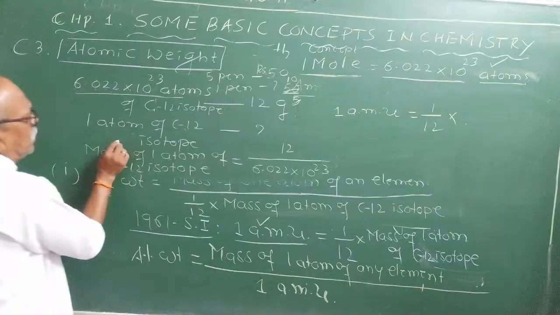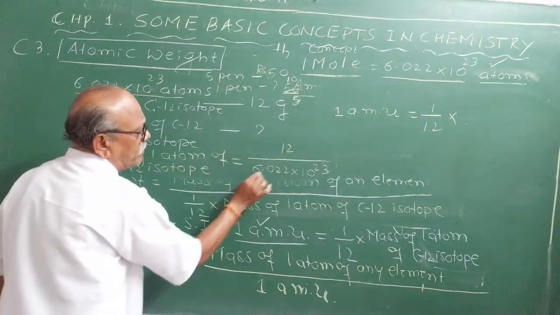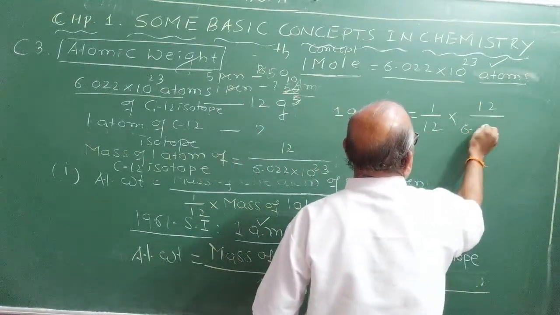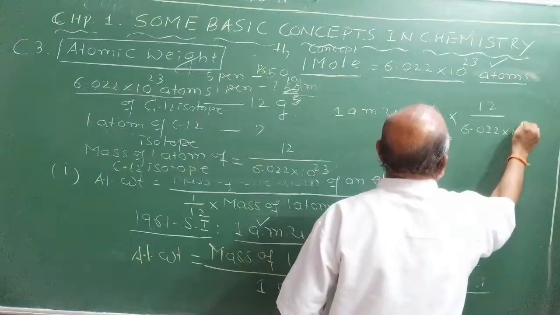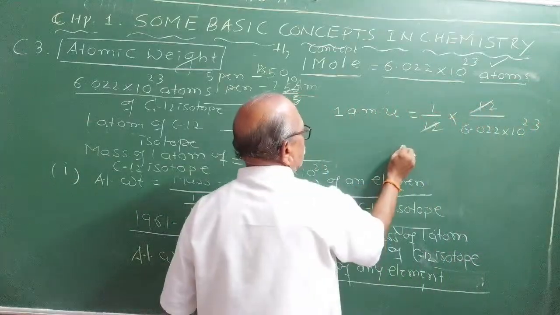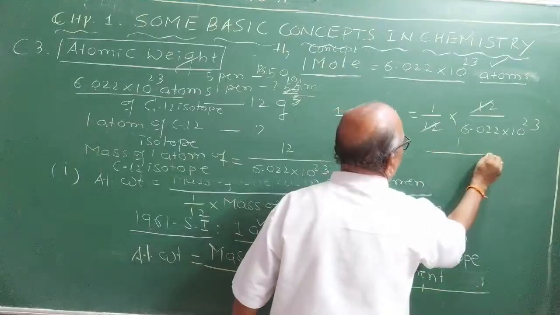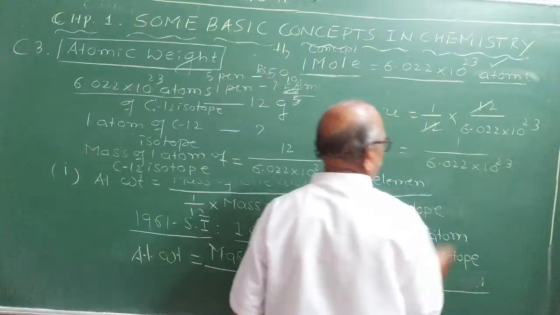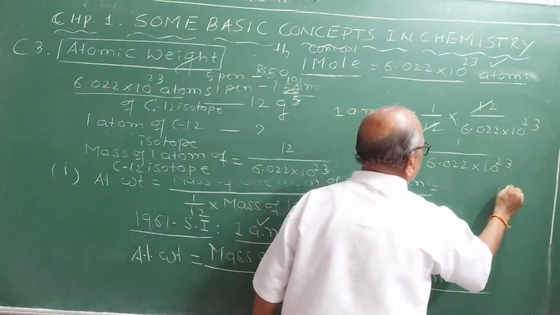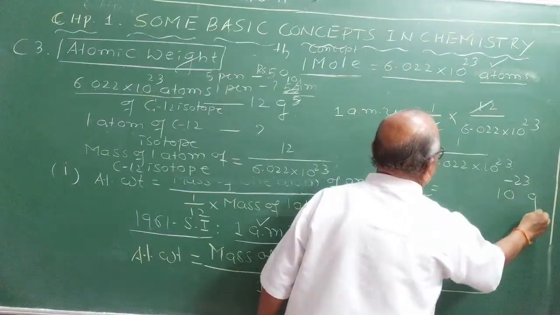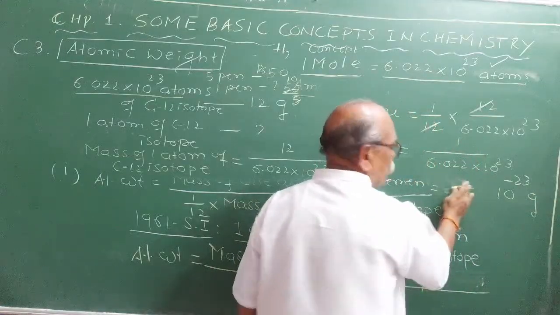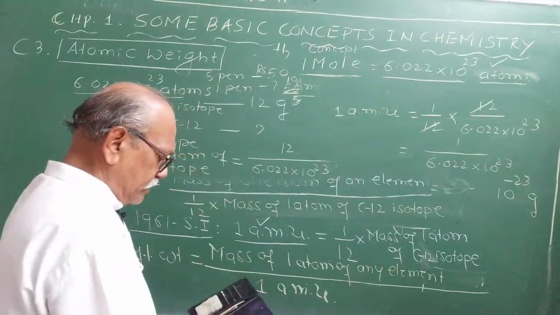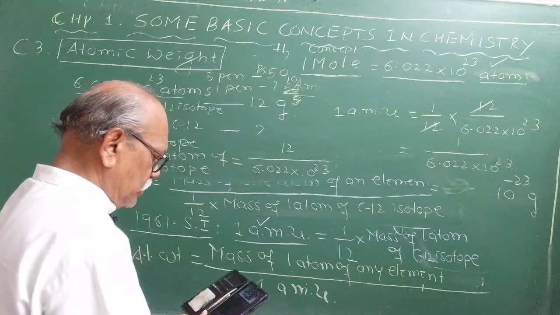What is the mass of 1 atom of carbon-12 isotope? 12 divided by 6.022 into 10 raised to 23. The 12 cancels, and you get 1 upon 6.022 into 10 raised to 23 grams. Now take the 10 raised to 23 into the numerator, so the unit is grams. Now divide 1 upon 6.022 on the calculator. Let us check what you get. Calculate, and you will get the mass there.